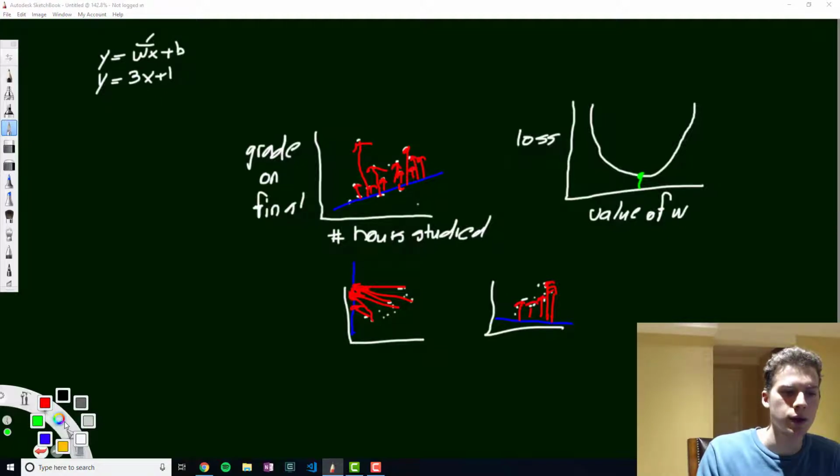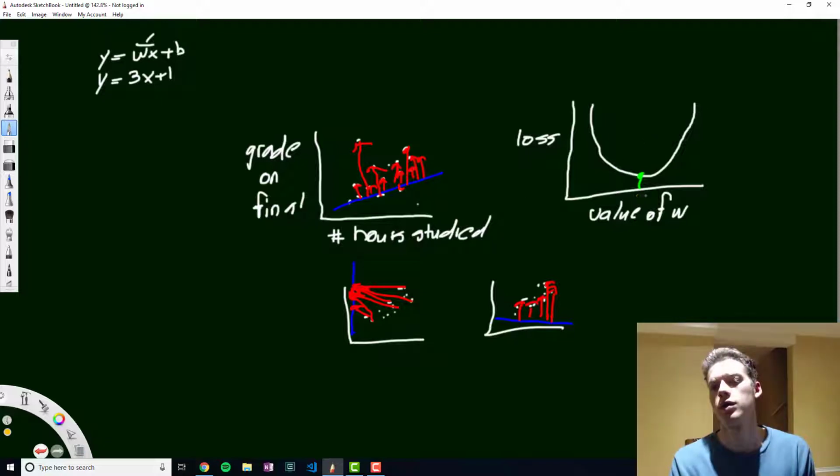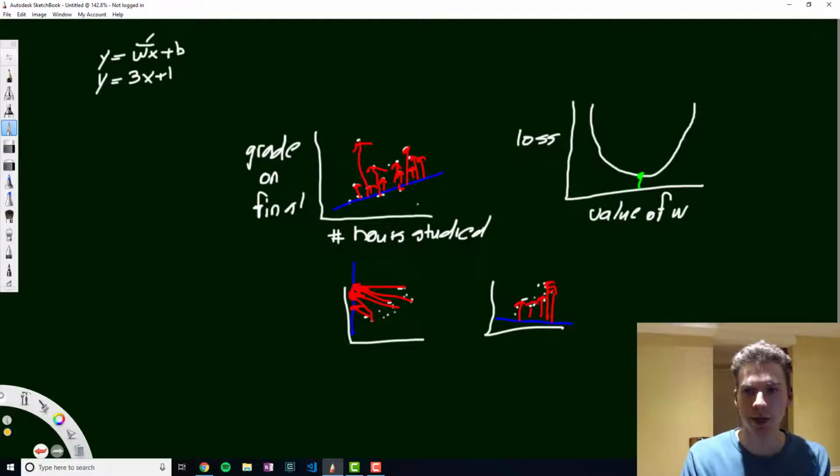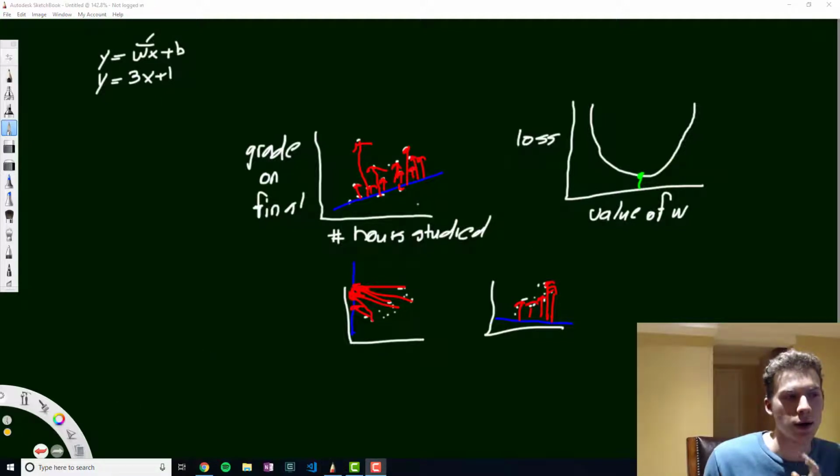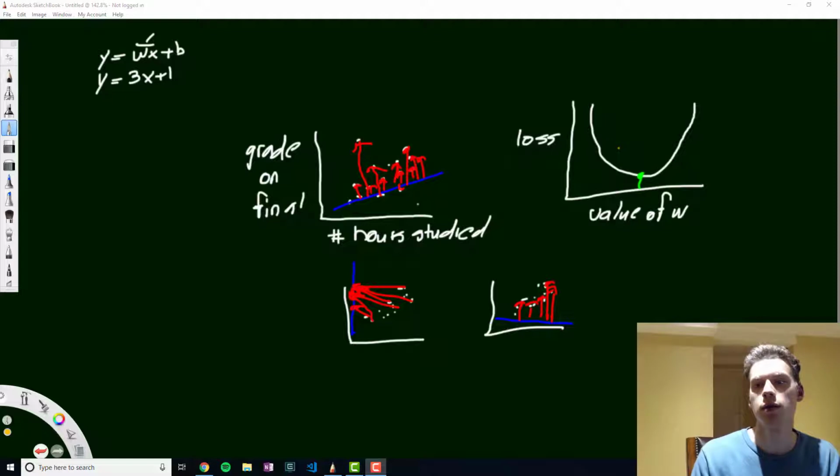And to determine this value, we use what's called gradient descent. And gradient takes after calculus. In calculus, the gradient always points in the direction of the greatest increase in our function. But here we want to find the global minimum, and so we're going to take the negative gradient.